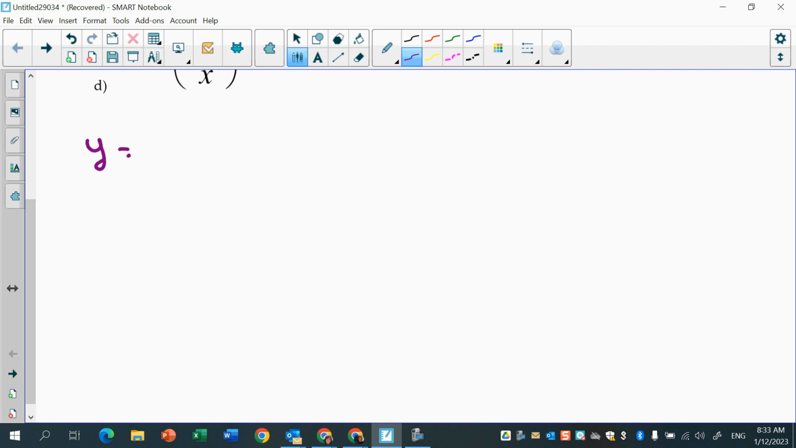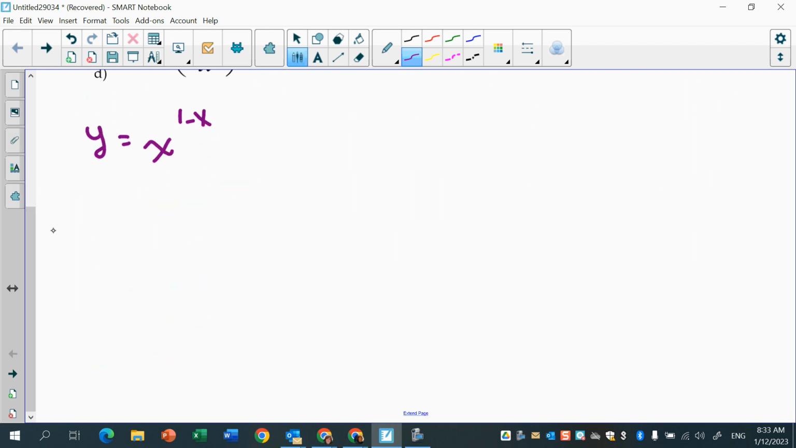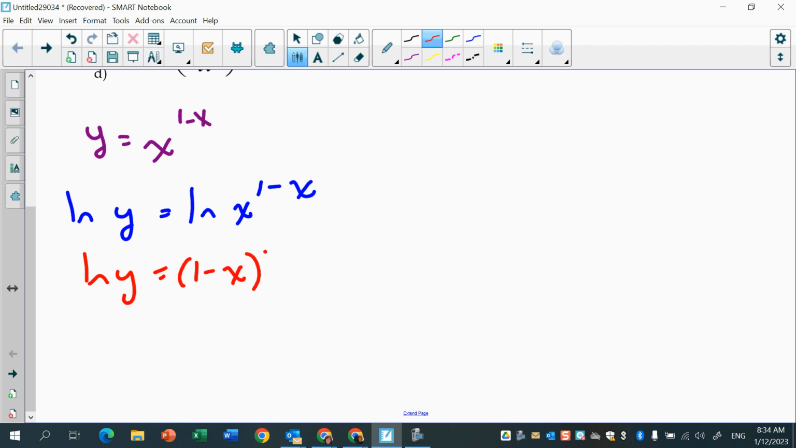It would be y equals x to the 1 minus x. The issue is, of course, that you have an x in the base and an x in the exponent. So in order to get rid of that, we're going to take the natural log of both sides. So the natural log of y equals the natural log of x to the 1 minus x. The reason we did that is that I can then put the 1 minus x in front because it's a power. And now I can differentiate. Notice I didn't differentiate until now.